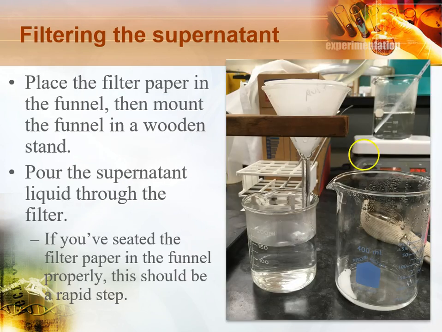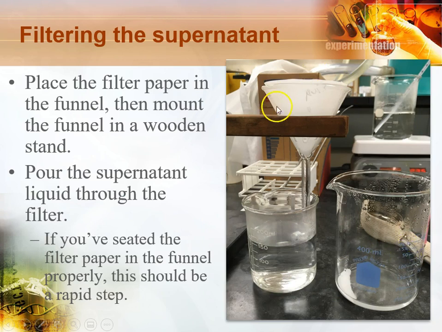And then what I do is I put my filter paper in this glass funnel, and then I put the stem of the funnel, I don't know if you can see this, right on the edge of this beaker right here, so that when I poured the supernatant into the funnel, I had this nice steady stream of supernatant going through the filter paper. So this should be pretty rapid if you've seated the filter paper properly.